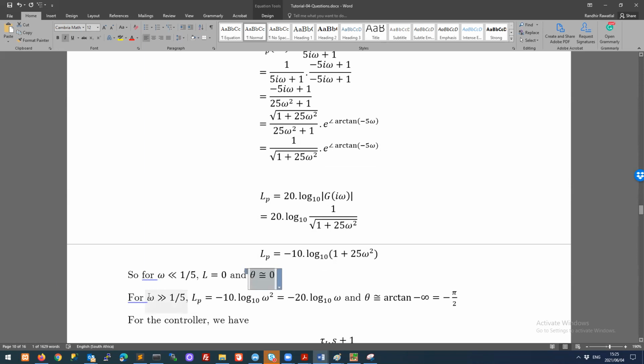On the other hand, if omega is much more than 1 over 5, then this number will be much bigger than 1. And so this whole thing becomes approximately 25 omega squared. So it's minus 10 log 10. Where's the 25? This should say 25 omega squared, right?